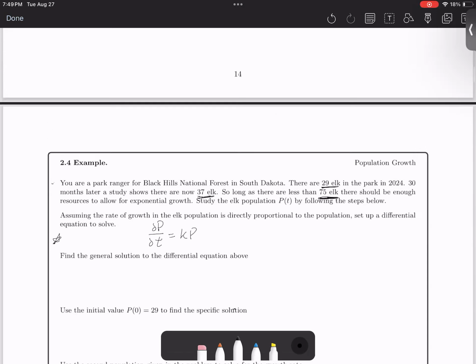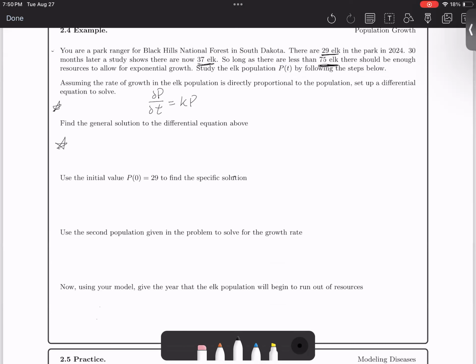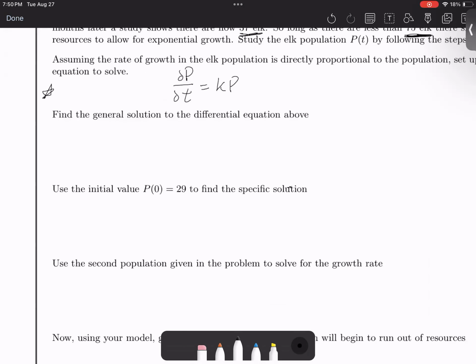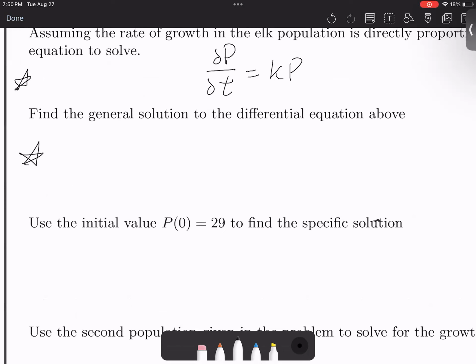Our second part asks us to find the general solution. So this is a separable differential equation. We have 1 over P times dP is equal to k times dt, which we can then integrate both sides and find that the natural log of the elk population, which will always be positive, I don't need the absolute value bars, is equal to kt plus an arbitrary constant.